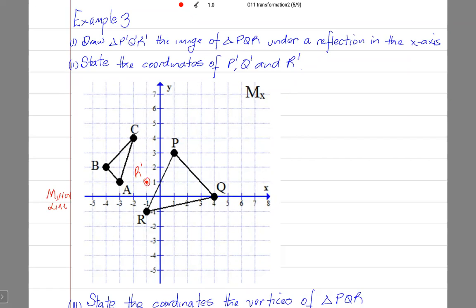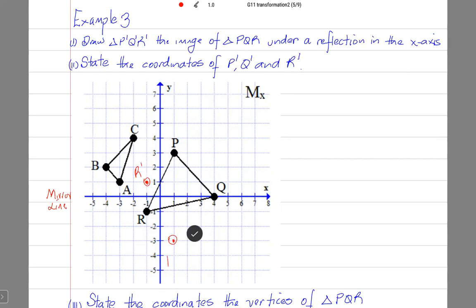Now, P is 3 units above the mirror line. So P prime is going to be 3 units below the mirror line, on the other side. So this is 1, 2, 3. P prime is going to be here.